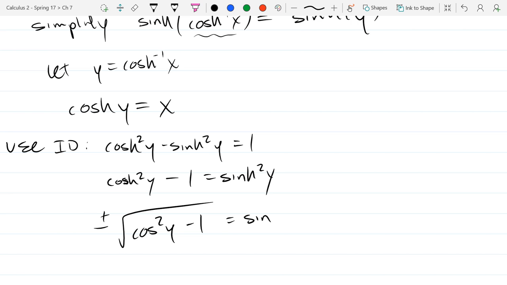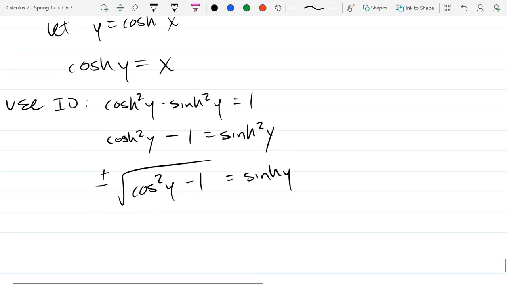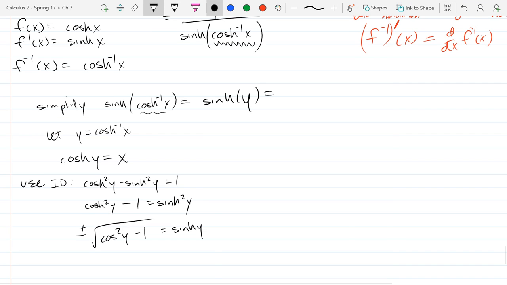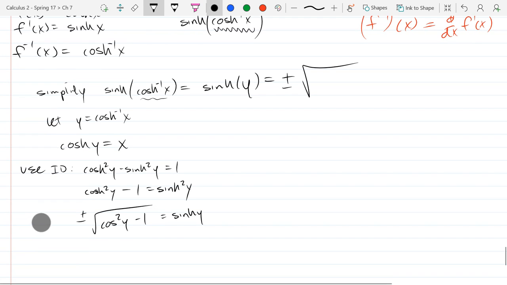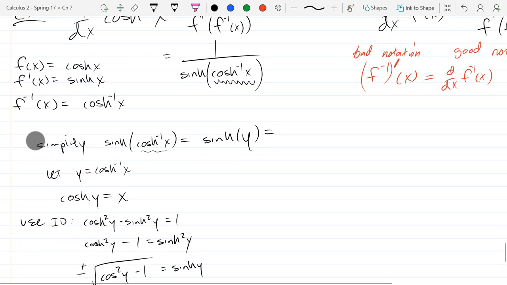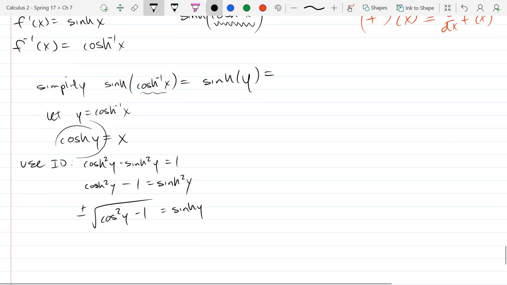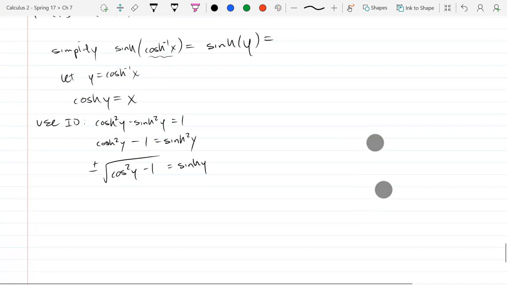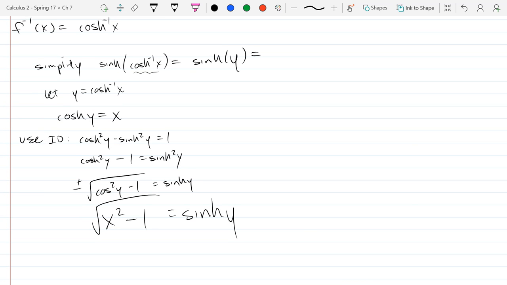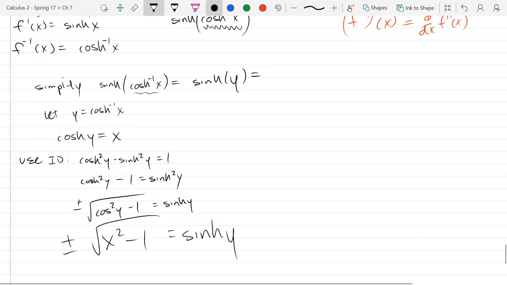So sinh y, we got to decide plus or minus. We're going to have to make a plus or minus choice, but I'll just write this in here now. Oops, we better get back to x's first. So cosh y equals x, we're going to use that. So this is the square root of x squared minus 1. That was just an unsubstitution back into x's, and we still have to decide plus or minus.